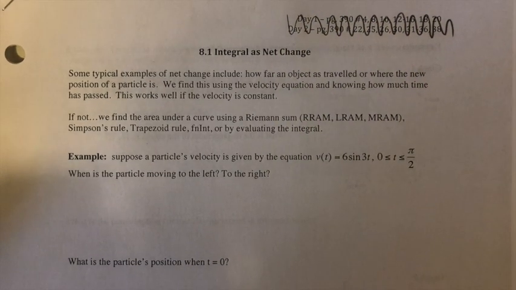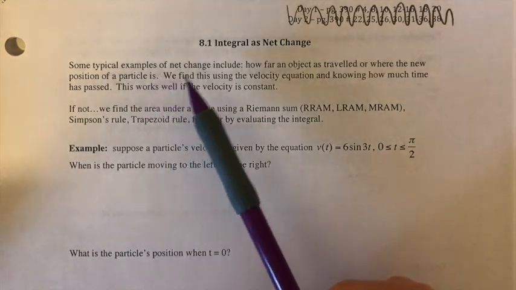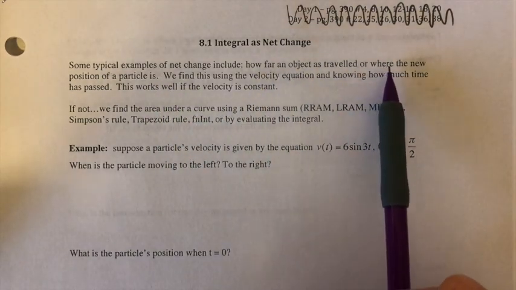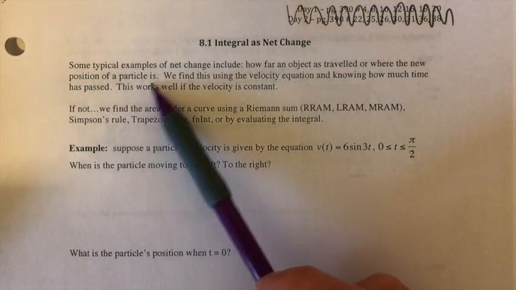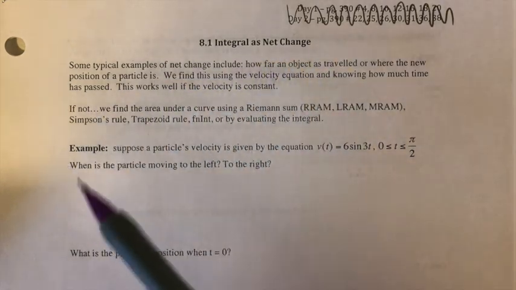So our first section of chapter 8 is the integral as net change. And so we've done some of this, just not all of the applications. Chapter 8 is very application based, so very much like real life applications of some of these things that we've been doing. What situations might we want to add up the area under a curve or those sorts of things. So some typical examples of net change include how far an object traveled or where the new position of a particle is. So if we have a velocity graph, we can add up all of the area underneath, those sorts of things.